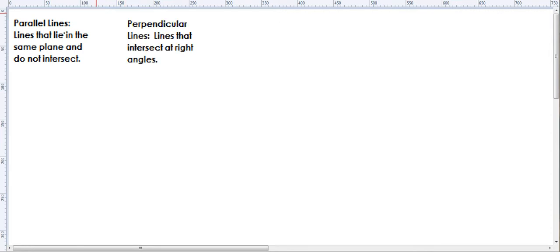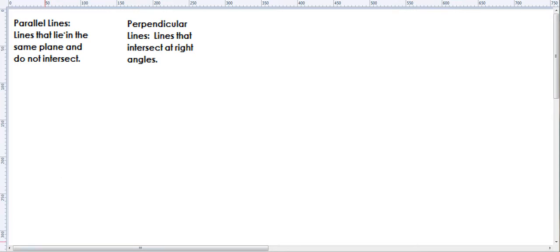This is going to be about parallel and perpendicular lines. So first off, we have to, of course, define these words. Parallel lines are lines that lie in the same plane and do not intersect. Basically, you have train tracks. The metal rails that go on train tracks, those are parallel lines. They never intersect each other. They never cross one another. And then perpendicular lines are lines that intersect at right angles.